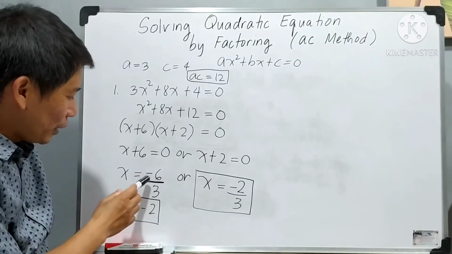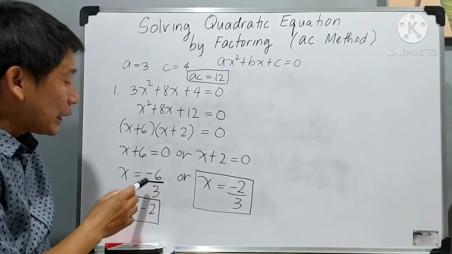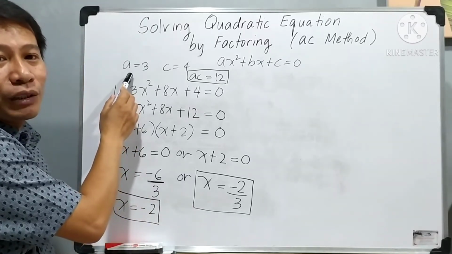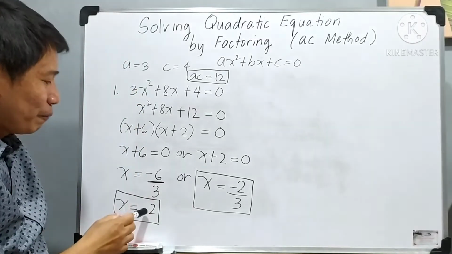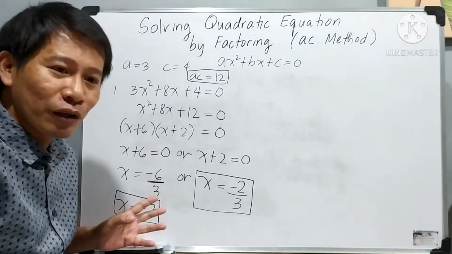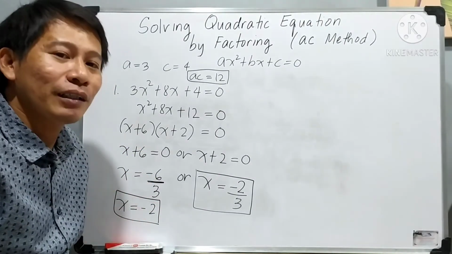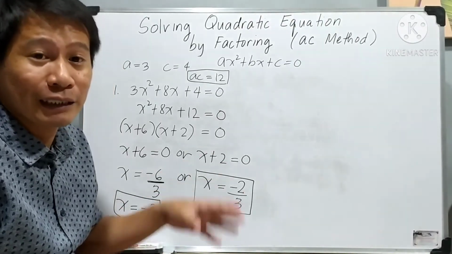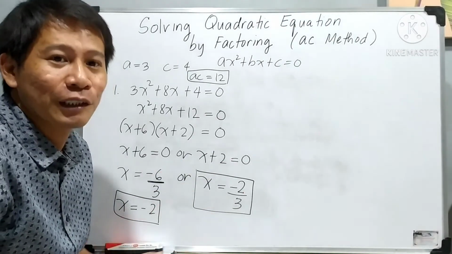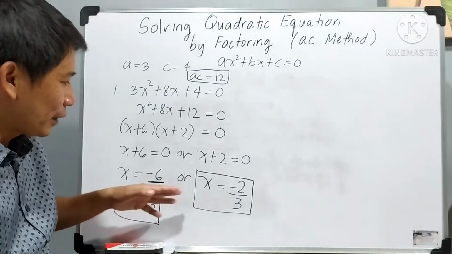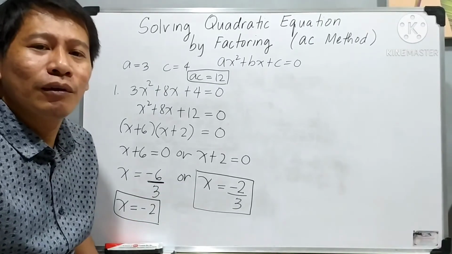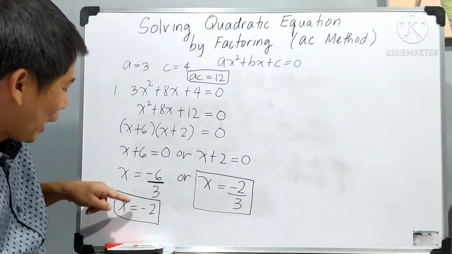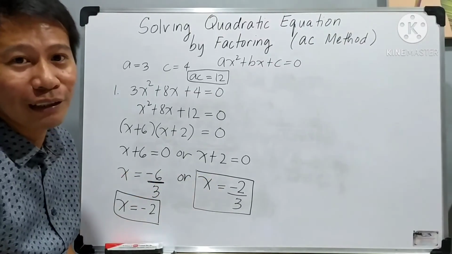At pag nakuha na yung value ng x, i-divide pa by A, which is 3. So, pag divisible, i-divide. Pero pag hindi divisible, fraction ang sagot, pero i-lowest term kung pwedeng i-lowest term. So, yan na po yung ating roots. So, maganda siguro i-check natin. So, let us verify kung tama ba ito, mga nakuha nating roots.